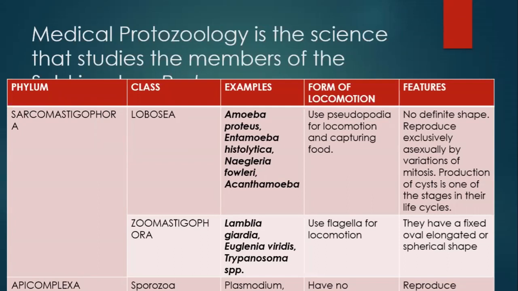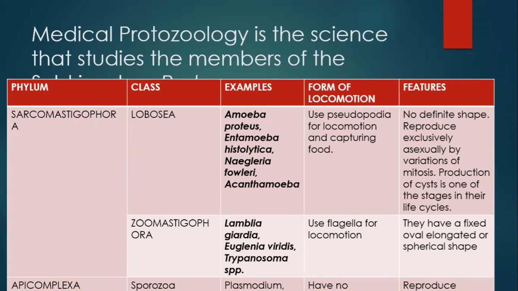Under class Zoomastigophora, you have organisms that have mastigotes, flagella to be precise. Zoo meaning animal, mastigotes, so these are animals that have flagella; they are flagellates. Examples: Lamblia giardia, Euglena viridis, Trypanosoma species. They use flagella for locomotion. Flagella are hair-like structures that help in propagation and locomotion. They have a fixed oval, elongated or spherical shape.